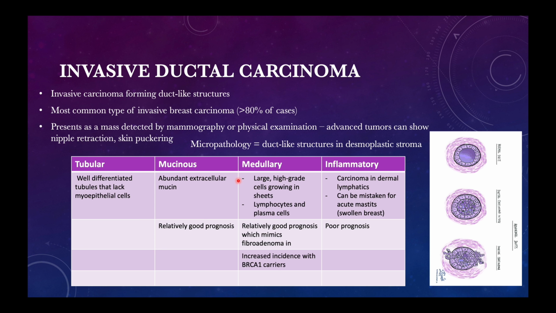Medullary carcinomas are quite large, high-grade cells which grow in sheets, on top of each other, and you can also see loads of lymphocytes and plasma cells surrounding that area. And it looks quite similar to a fibroadenoma and has a relatively good prognosis. And this cancer is quite associated with patients who have the BRCA1 mutation. So ladies or gents who have the BRCA1 mutation, if they develop invasive ductal carcinoma, most likely it may be this type.